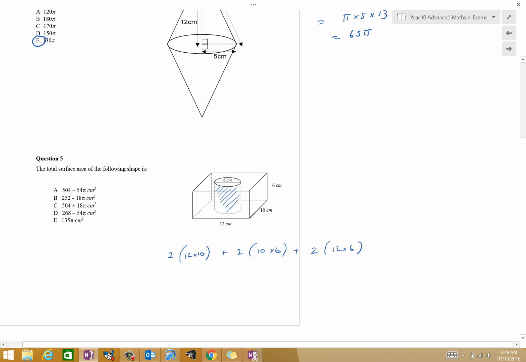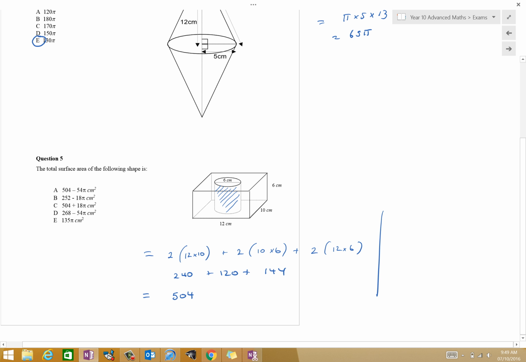Yeah. So what we do is we'll work out the full rectangles first. So what we're doing is we're working out those, and now that's 120. So that's going to be 240 plus 120 plus 72, 144, which is going to be equal to 504. Now, so that's for the entire rectangular surface without the circles.